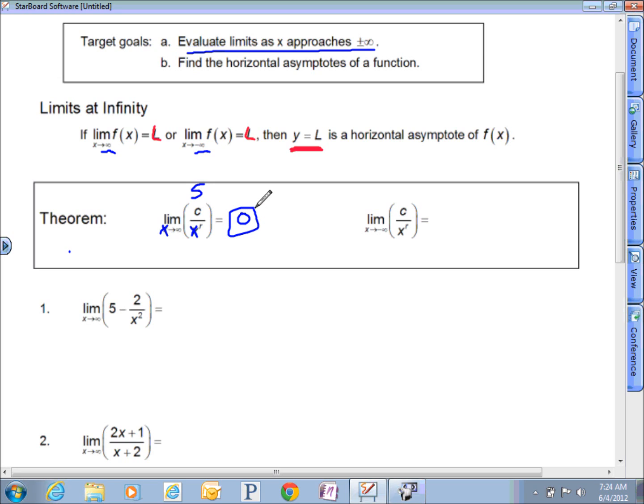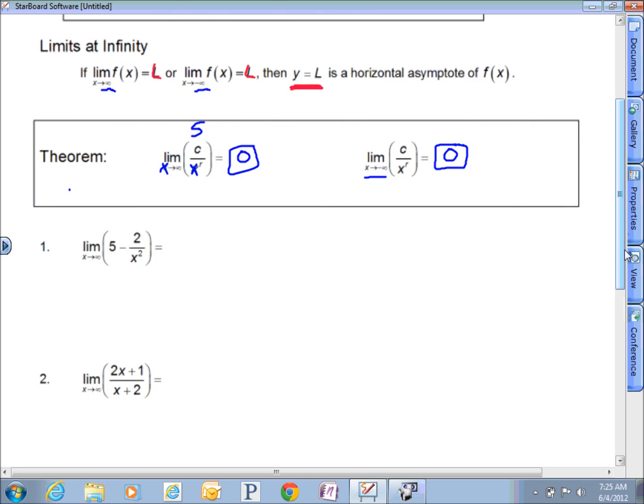If we do the same thing as the x's head toward negative infinity, again, the only thing that's going to change potentially is the sign, but even if the sign changes and the denominator gets huge, the numerator stays the same size, we're still going to end up with 0. We just may be coming at it from the opposite side because of the plus or the minus.